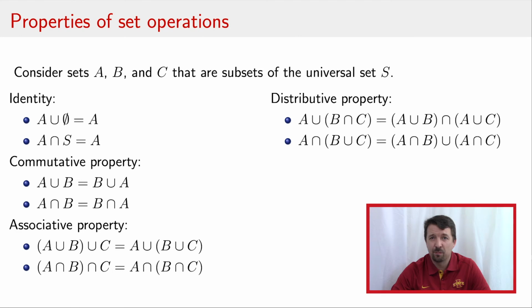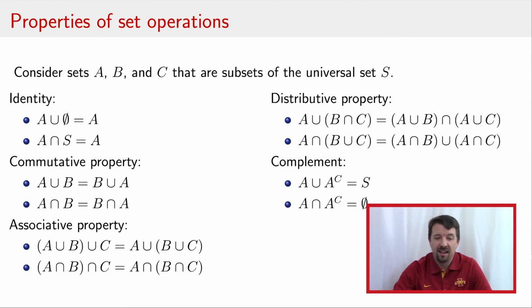All right, the last property is one that's not so analogous to standard mathematical operations and their properties. Here we have A, and we take its union with A complement, and we'll get back the universal set S. If we take A intersection A complement, then we get the empty set. That's because A cannot have any elements that A's complement has.